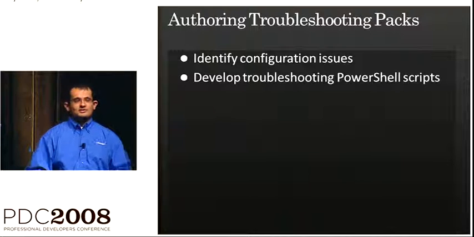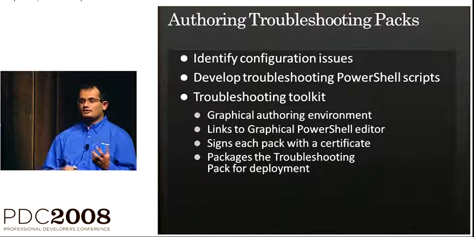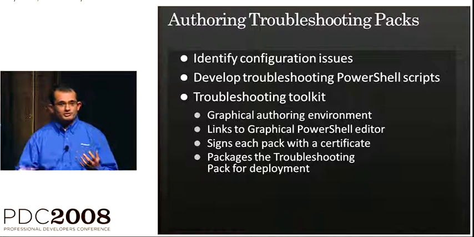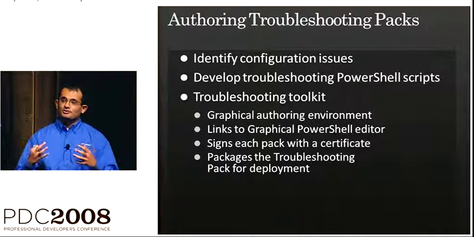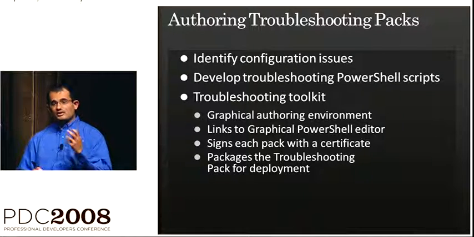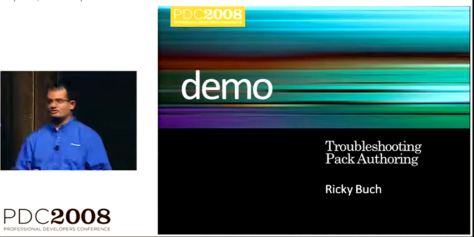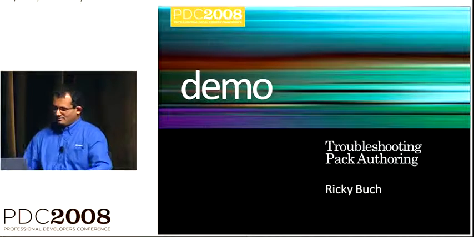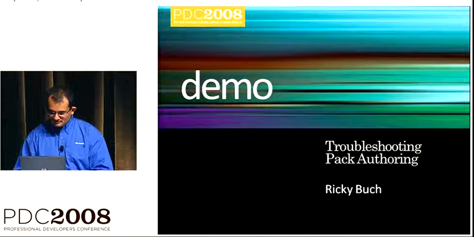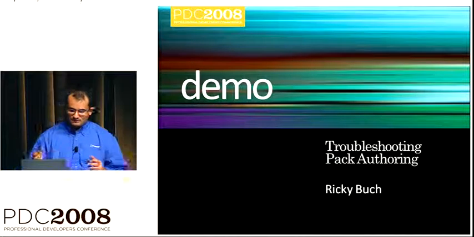Now, to do that, we've created something called the Windows Troubleshooting Toolkit. The toolkit is basically a design environment in which you can actually create these troubleshooting packs. There's a link to graphical PowerShell, so you can author your troubleshooting packs in that same environment. Now, what that tool does is with one click, I can basically build that troubleshooting pack and then create a cab file that I can then deploy. So let's take a look at this troubleshooting toolkit. Now, keep in mind that this is essentially a pre-beta build, so things are in flux. And this tool will actually be available as part of the software development kit when Windows 7 releases.